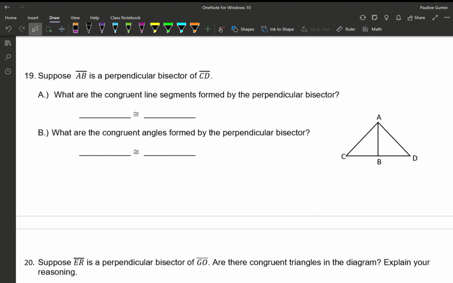Number 19. Suppose segment AB is a perpendicular bisector of CD. All right, let's draw that. I need to draw it first. Perpendicular means it creates right angles, so we make little boxes. Bisector means it splits the line in half, so two perfect sides. So our two line segments are CB and DB, and our two angles end up being angle ABC. Remember, B is in the middle, and angle ABD.